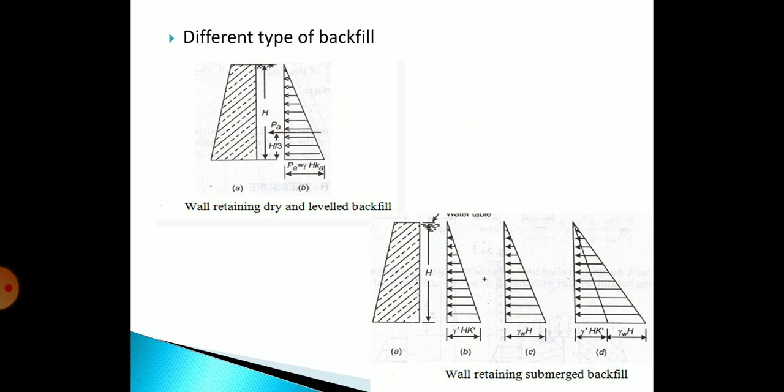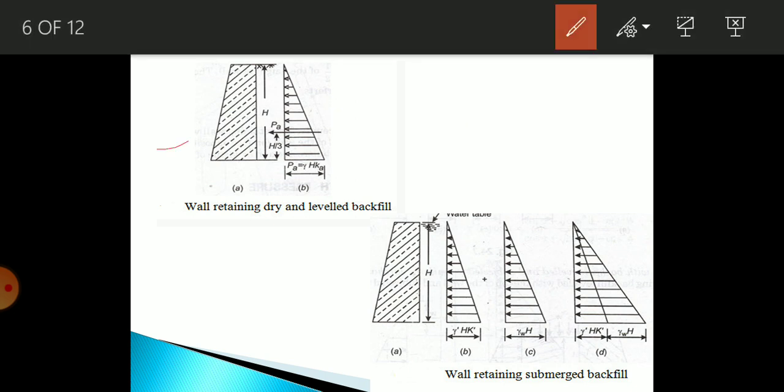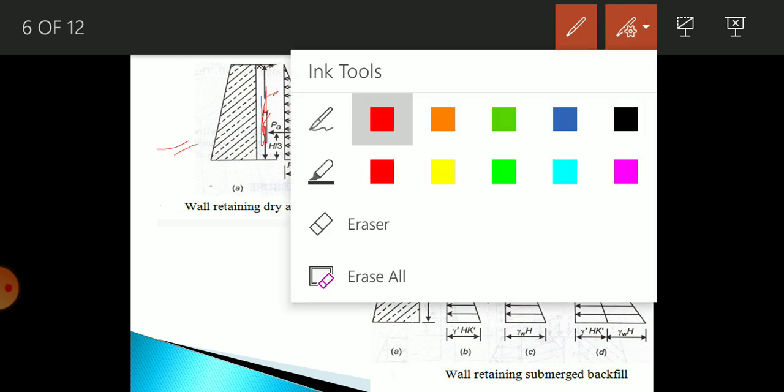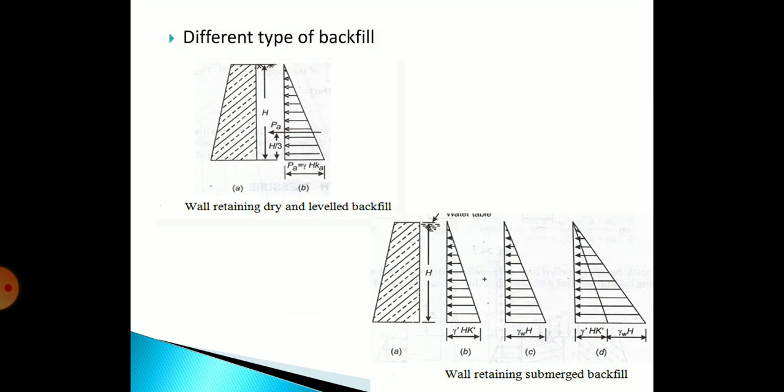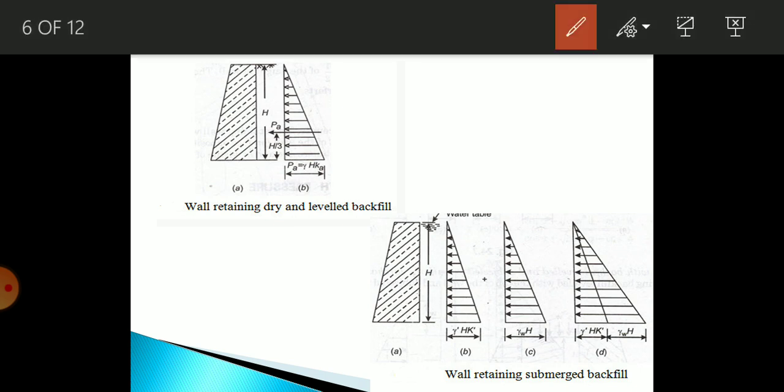Then we will see different types of backfill conditions. So this is the retaining wall, which is subjected to dry and level backfill. Dry and level backfill means this is the soil. In this portion there is soil which is dry. So due to this backfill, the retaining wall will be subjected to lateral pressure. Lateral pressure means horizontal pressure.